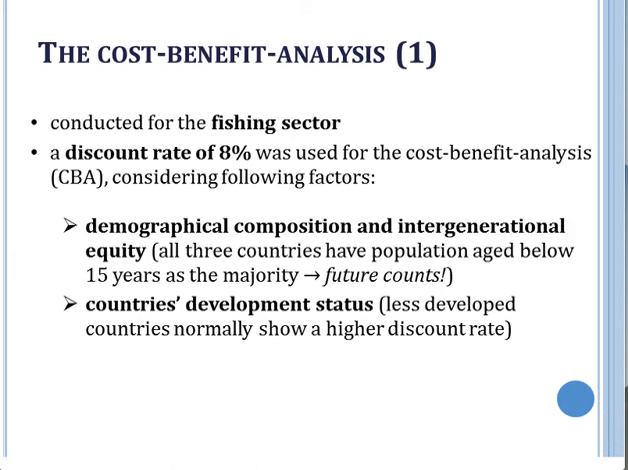which have generally a lot of their population in the younger years, so below 15 years, below 20 years, which we thought is a factor that the future is very important, because these people will have to live a lot more years in this ecosystem, so we can't allow it to degrade very fast in the next 10, 20 years. So we also thought about the development status of the countries, which generally is considered in economic terms low, which is also an indicator for a higher discount rate.